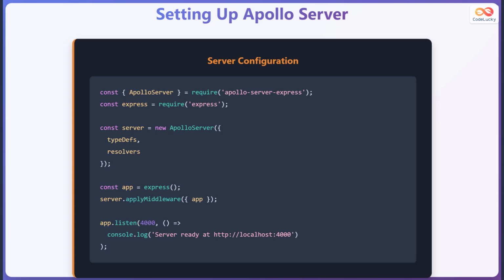Now let's set up the Apollo server. First, import the Apollo server in Express. Then, create a new Apollo server instance, passing in the type definitions and resolvers. Next, create an Express application and apply the Apollo server middleware to it. Finally, start the server and listen on port 4000.